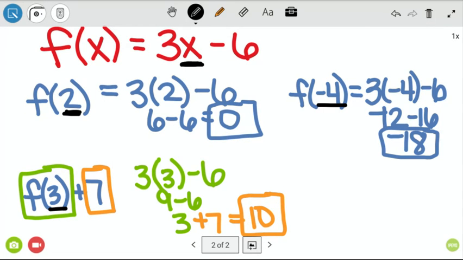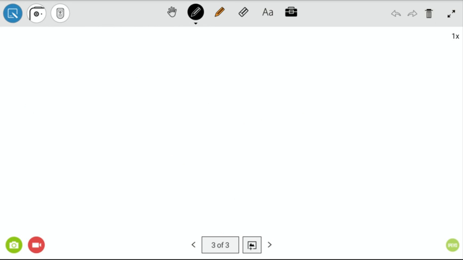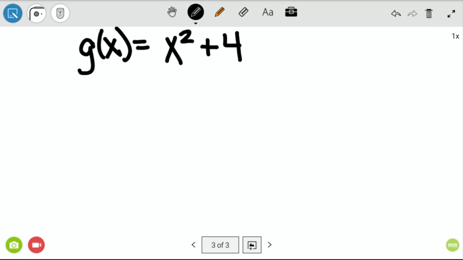And we can use other letters besides f. Sometimes you see g of x, sometimes you see h of x, sometimes you see k of x. Who knows? Sometimes they just give you different letters. So I want to do another type of problem, and let's go with g of x this time equals x squared plus 4x. And let's do g of negative 5.